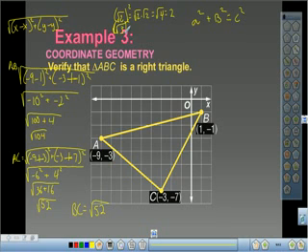And it has to be the largest side. That's going to come into play when we talk about the converse. Your hypotenuse has to be the largest, biggest number.